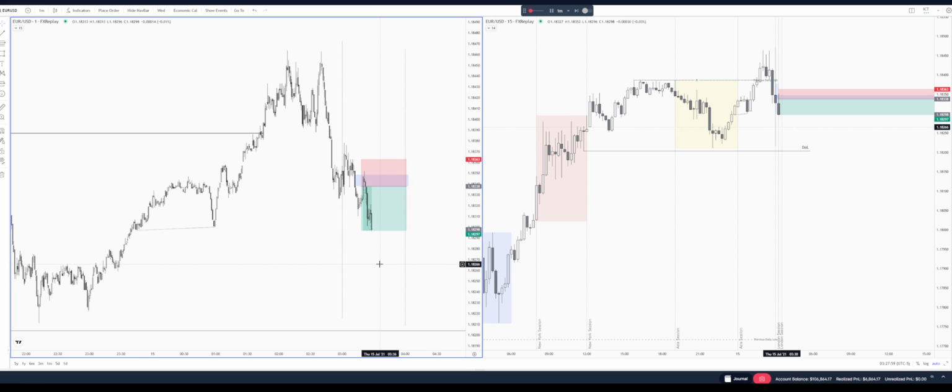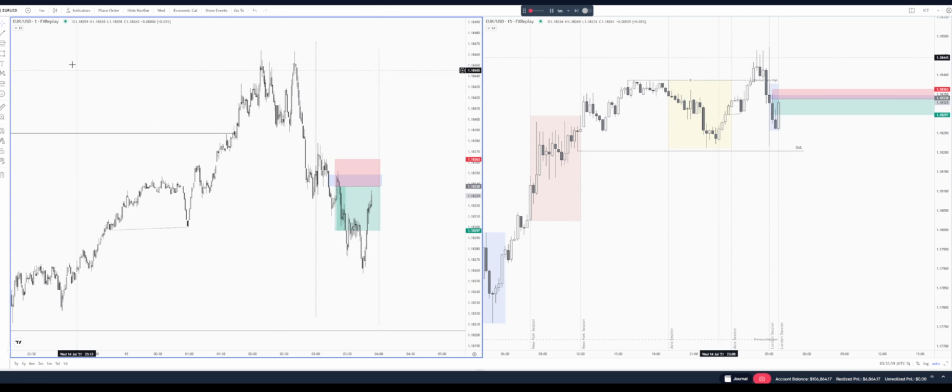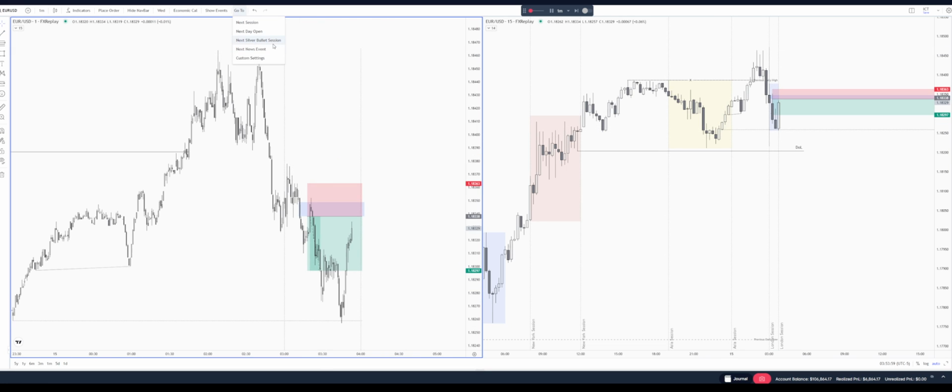We get filled, and as you can see, super strong momentum to the downside. But then right here, it starts reversing. And what does it start reversing off of? This low. On to the next silver bullet session.